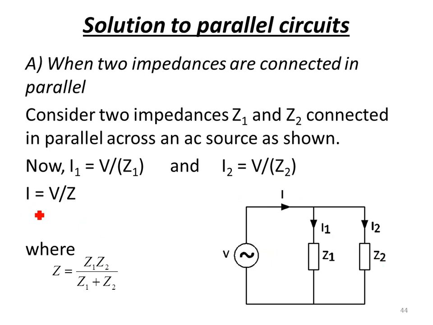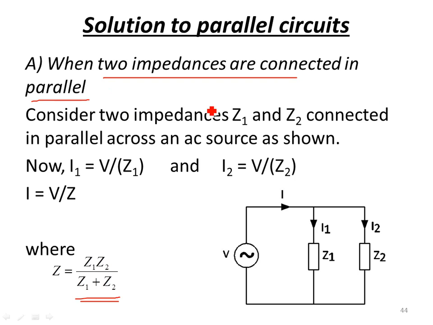What is the total current? The total current I is equal to V by Z, where Z is equal to Z1 parallel Z2. Z1 parallel Z2 is given by Z is equal to Z1 Z2 whole divided by Z1 plus Z2. That is similar to two resistances connected in parallel, which is R1 R2 divided by R1 plus R2. So that is the case of two impedances, Z1 and Z2 only, connected in parallel.